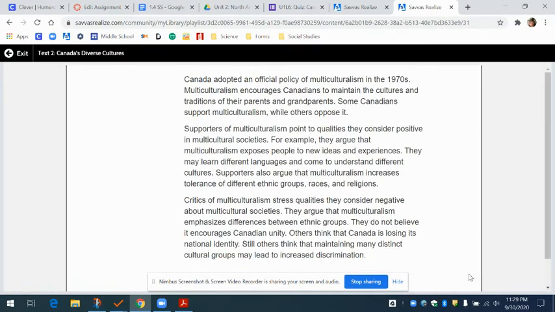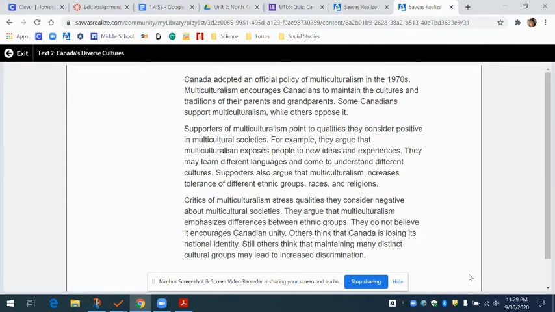Canada adopted an official policy of multiculturalism in the 1970s. Multiculturalism encourages Canadians to maintain the cultures and traditions of their parents and grandparents. Some Canadians support multiculturalism, while others oppose it.